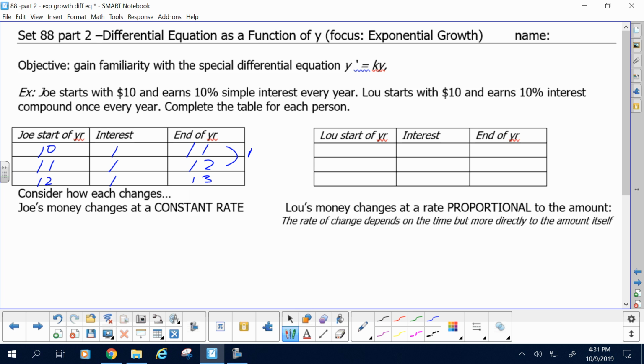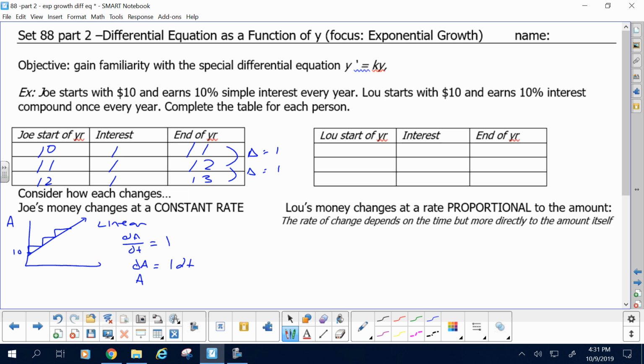So that is the change. Change is 1. Change is 1. If you were to look at that graphically, then the amount is changing by the same amount every time, and that is linear growth. If you were to look at this in a differential equation way, you would say the rate of change in the amount is constantly 1. Always $1 per year. Which, if we integrated, then we could say dA is 1 dt.